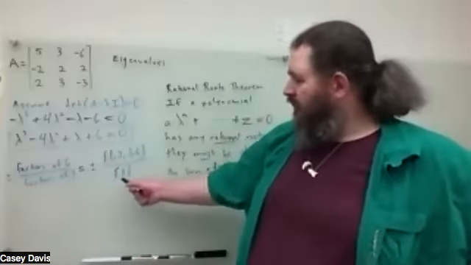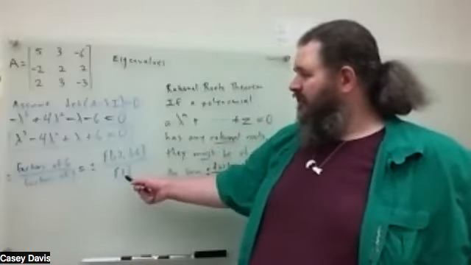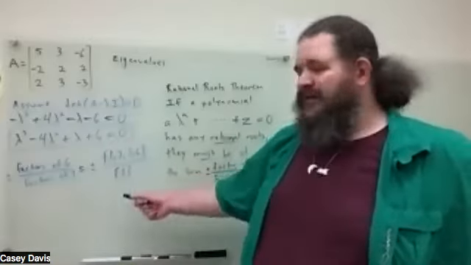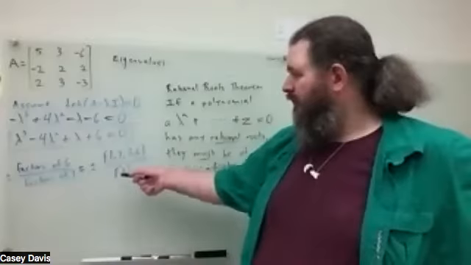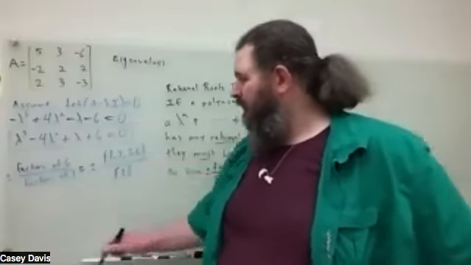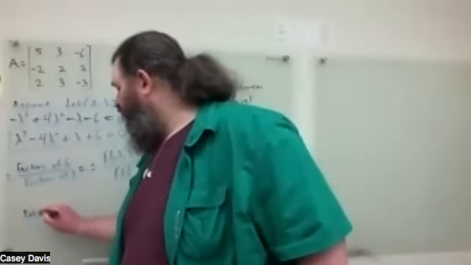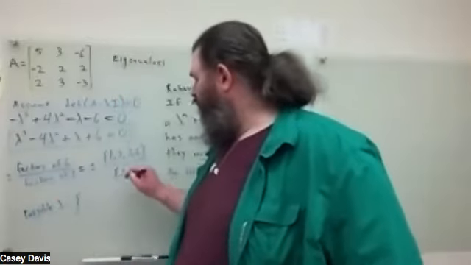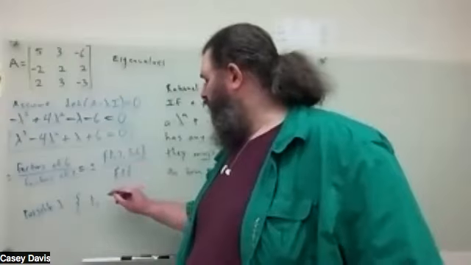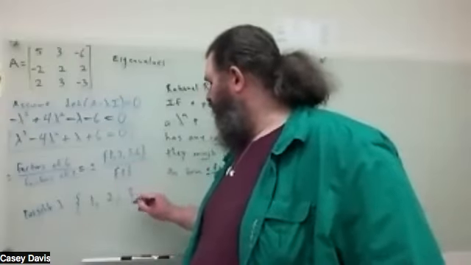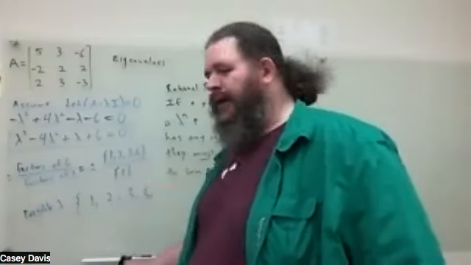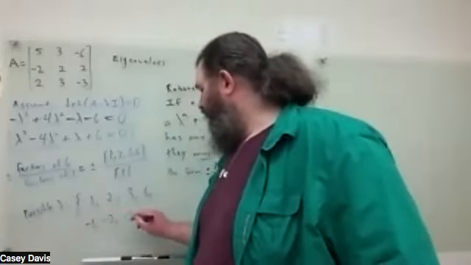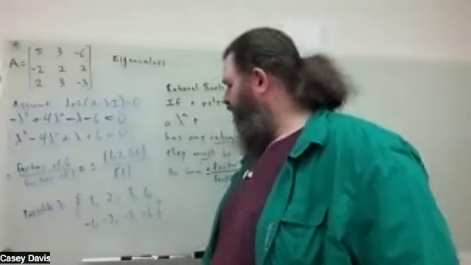If you had more than just 1 as a factor, you'd want to look at every single possible combination of numerator and denominator. In this case, the only denominator is 1. So we just got 1 over 1, 2 over 1, 3 over 1, 6 over 1. So the possible lambda values are 1 over 1, 2 over 1, 3 over 1, 6 over 1, and also the negatives of those as well: -1, -2, -3, -6.